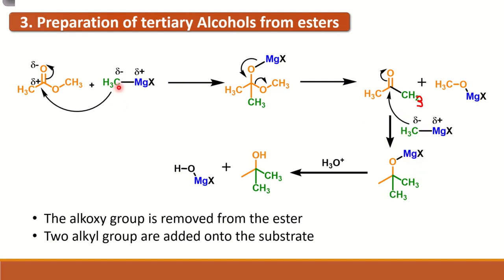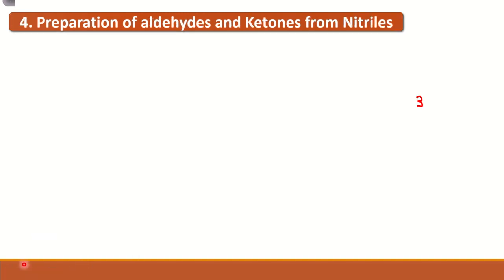So the two equivalents of MgX CH3, two equivalents of Grignard reagents are being attached onto this group. So let's move to the next slide. Now the preparation of aldehyde and ketones from nitriles. So what are nitrile groups? Nitriles are the groups that are having C triple bond N, the cyanide groups.